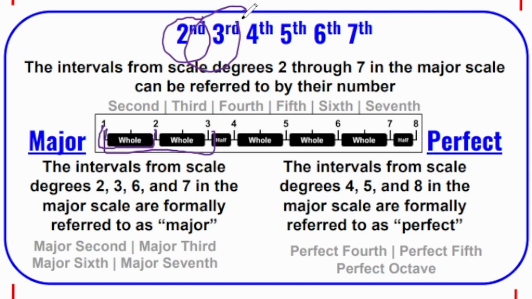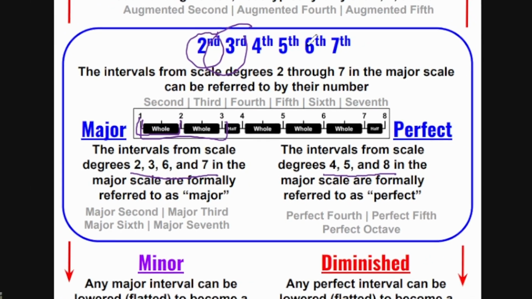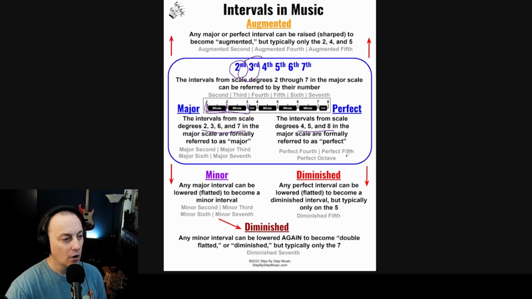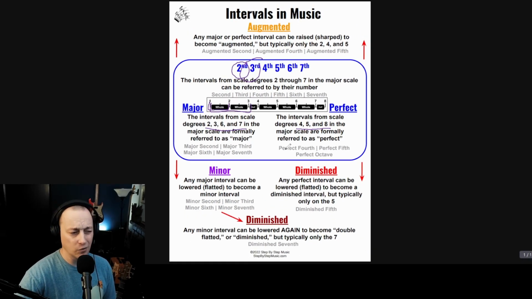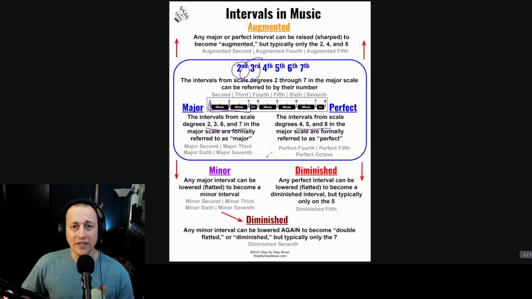But we can get fancier with that, can't we? If it's a 2, 3, 6, or 7, we can call that major. That's sort of its formal name. We have here the examples: major second, major third, major sixth, and major seventh. The others, the fourth, the fifth, and the 8, which we know is the octave, are formally referred to as perfect. So we can call these a perfect fourth, perfect fifth, and perfect octave, beautiful. That's the blue box. That is your basic foundation of the major scale.